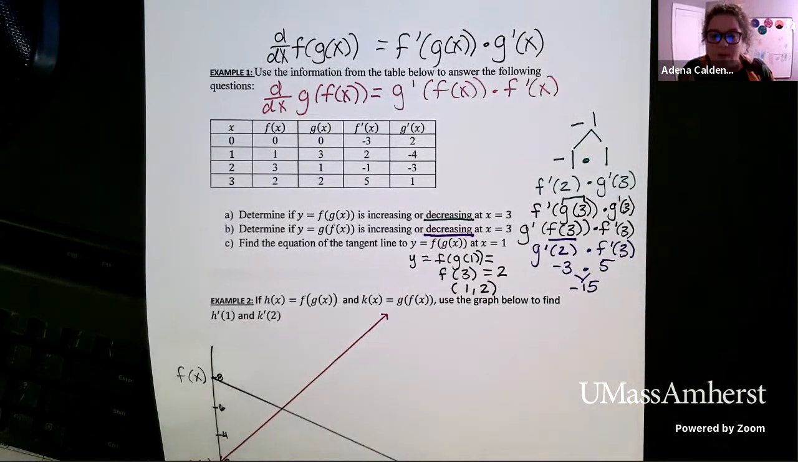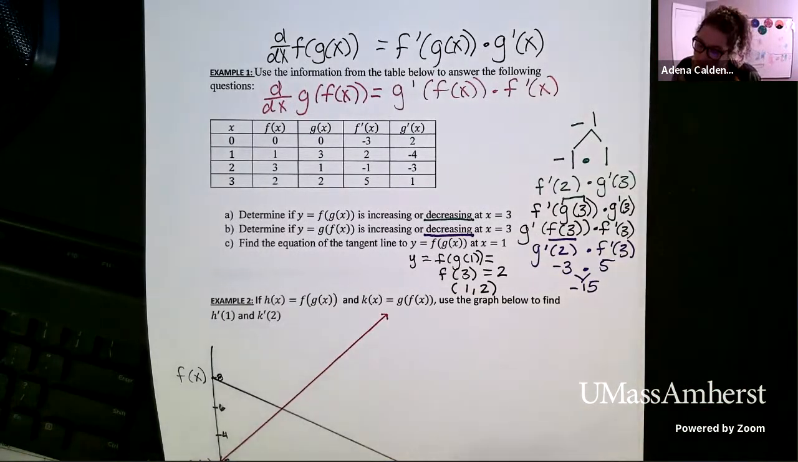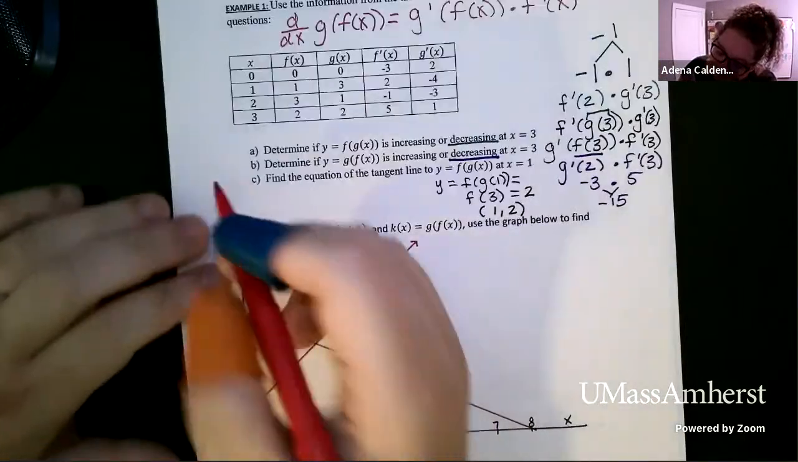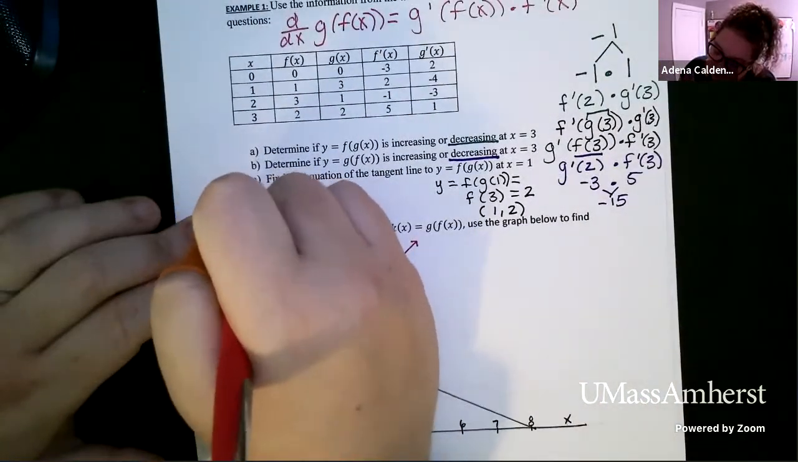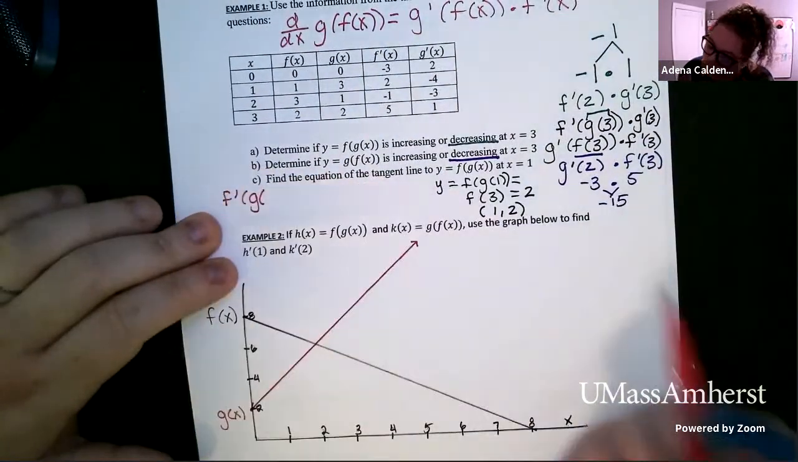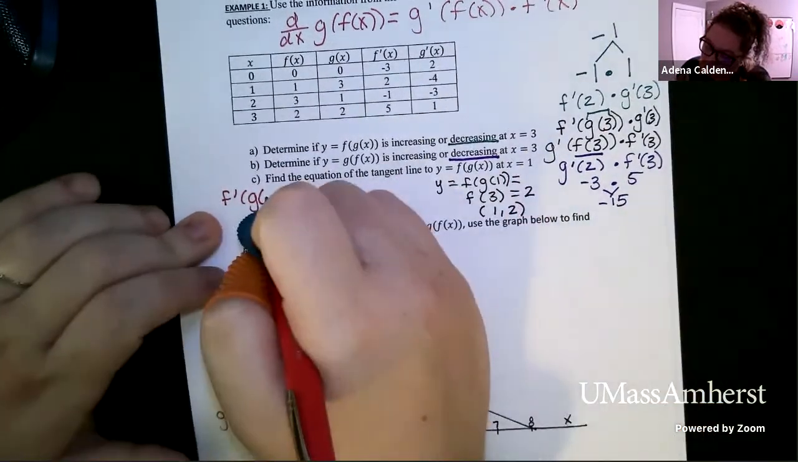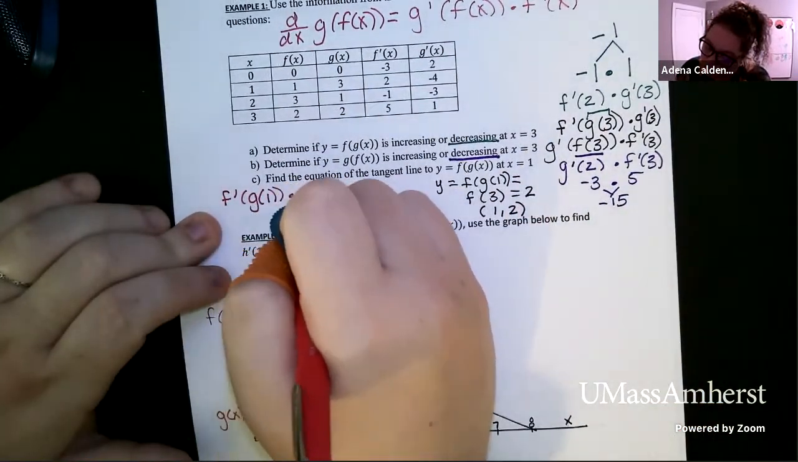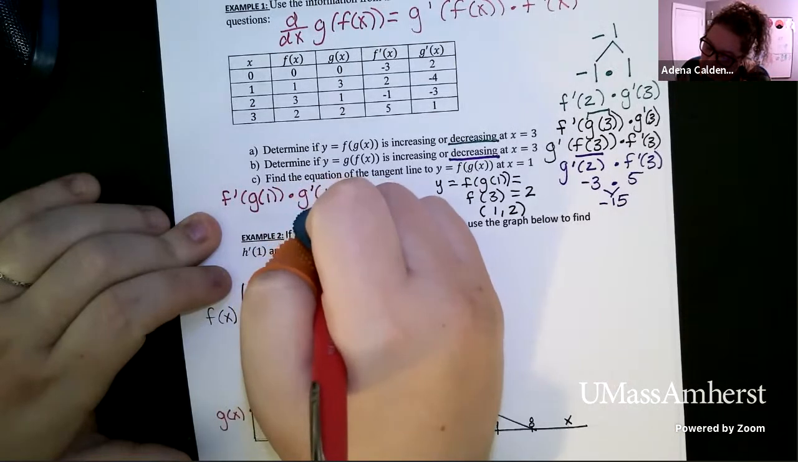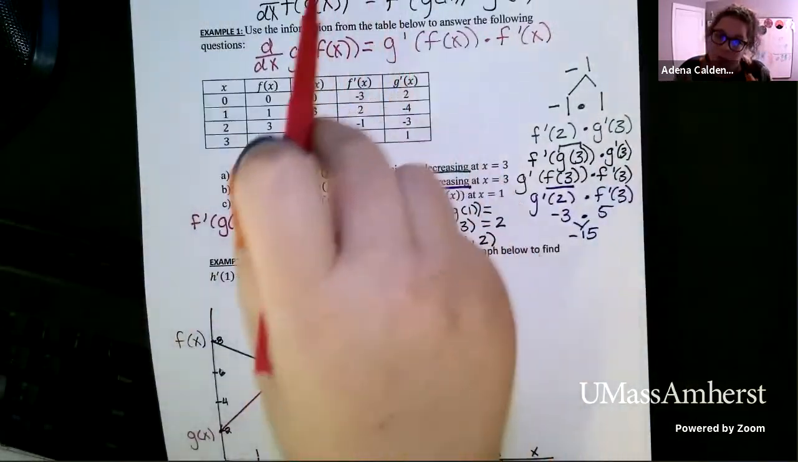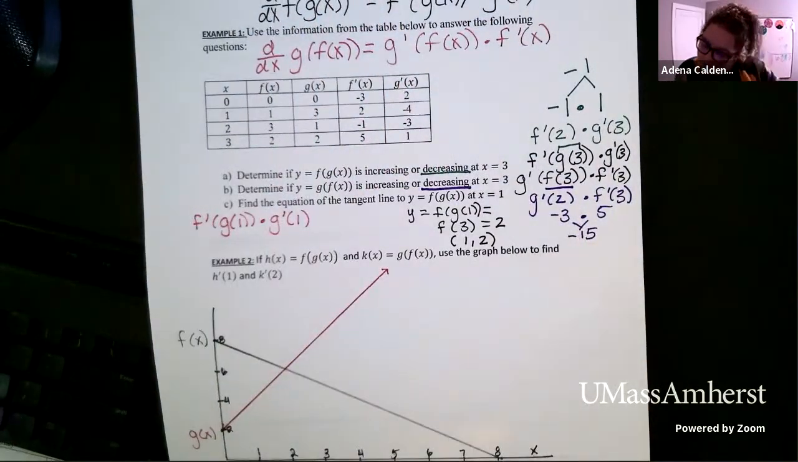Now I also need the slope. So remember, to get the slope, I need the derivative. So for f of g of x, I'm going to do f prime of g, and now I'm interested in what's happening at 1, of x times g prime of 1. So again, it's just defaulting back to the default equation here.